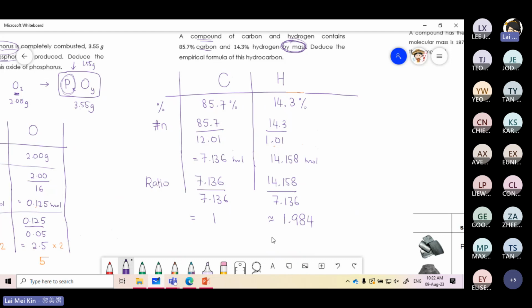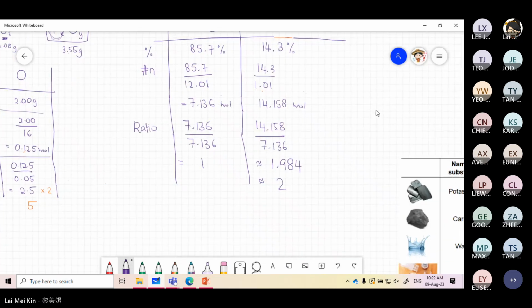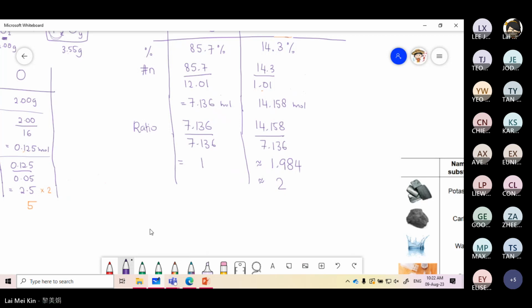For the empirical formula ratio, when you get values as close as this, 1.9998, you can round up. You can actually round it to the nearest whole number, rather than needing to multiply it to get the whole number, because it's very, very near to a whole number. So what do you get? What is your empirical formula? CH2. Do you need to write the 1? No. CH2.